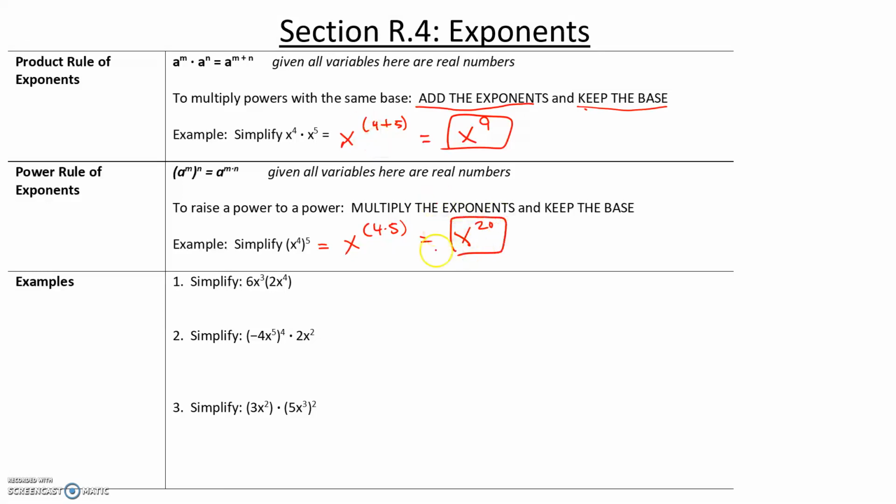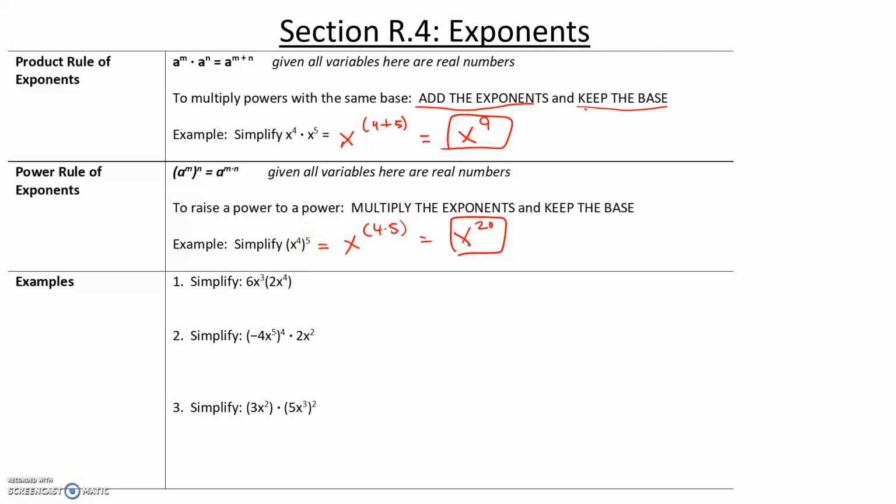So note the difference between these two rules. In the first rule, the product rule, we have a product, which means multiplication of two different bases. Here, in the power rule, we have one base but two different powers.